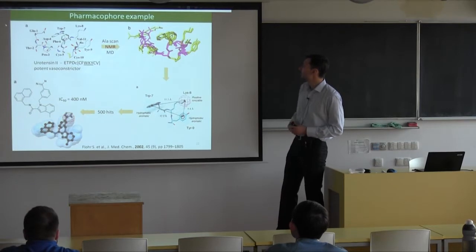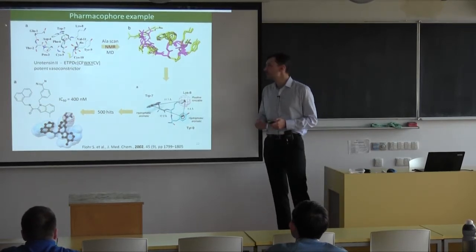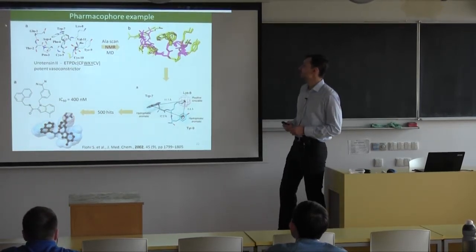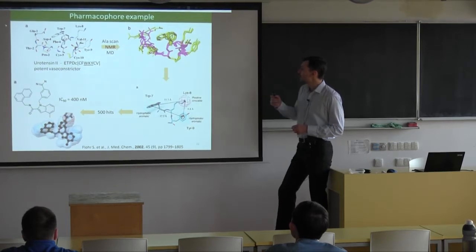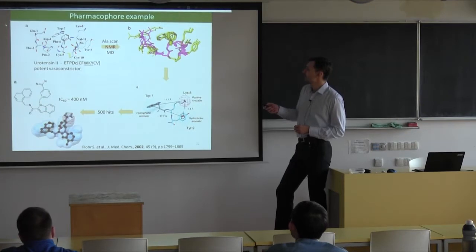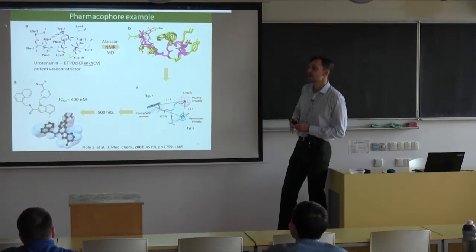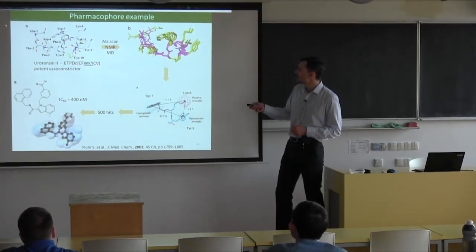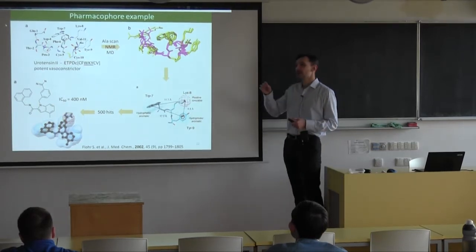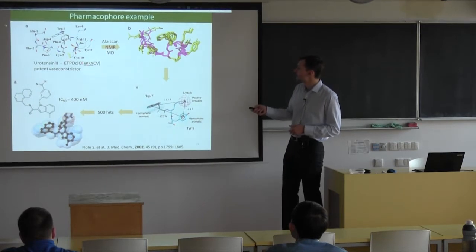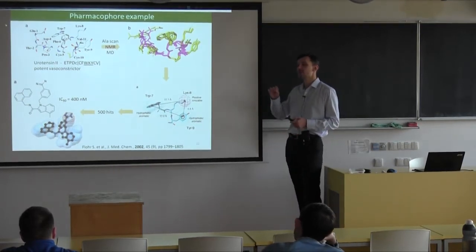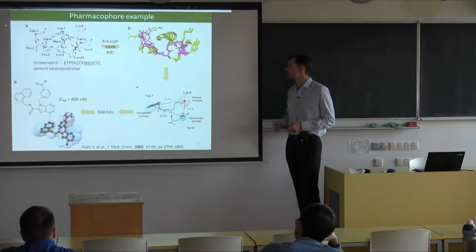Here is an example of how a pharmacophore model can be used. These are examples of finding compounds similar to urotensin 2, which is a potent vasoconstrictor. Researchers performed alanine scanning, so they replaced every amino acid in this peptide with alanine, measured its activity, and found that these 3 amino acid residues are the most important for the effect.